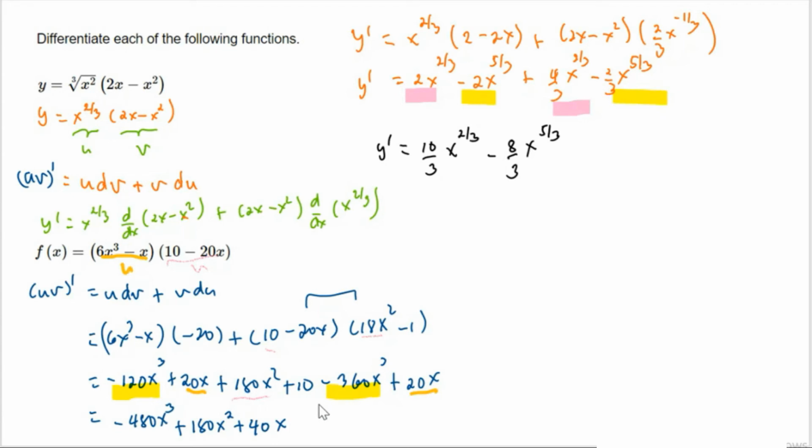And the remaining term, this must be negative 10 because 10 times negative 1 is negative 10. So the last term now will have the negative 10. Therefore, the derivative of f of x, f prime of x, is equal to negative 480x cubed plus 180x squared plus 40x minus 10.